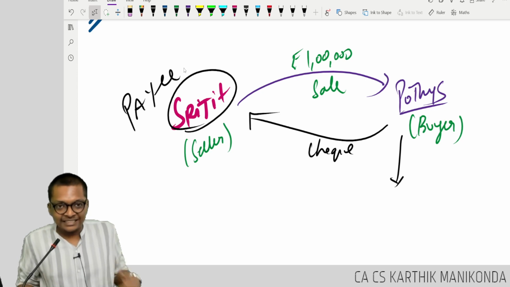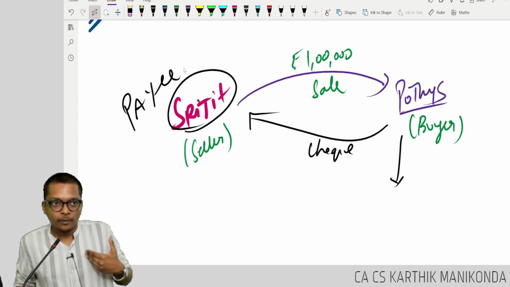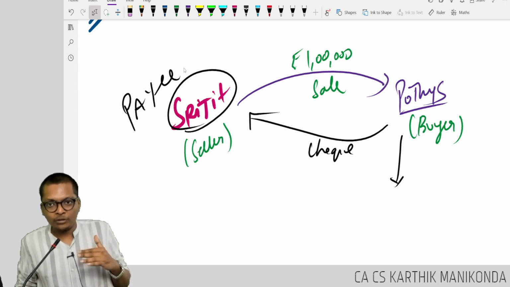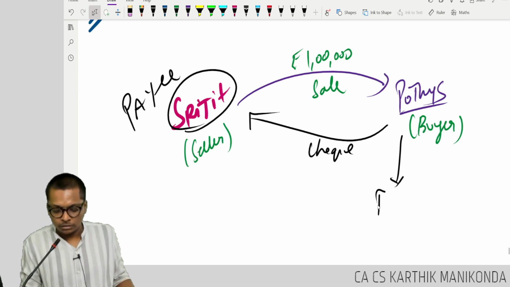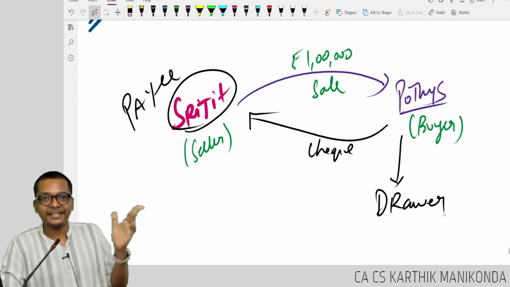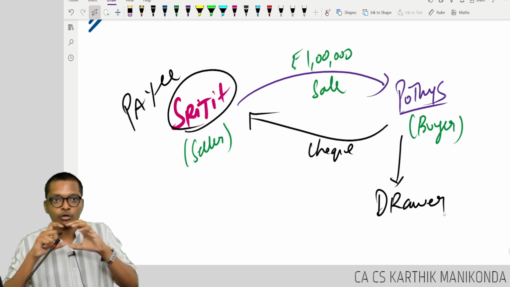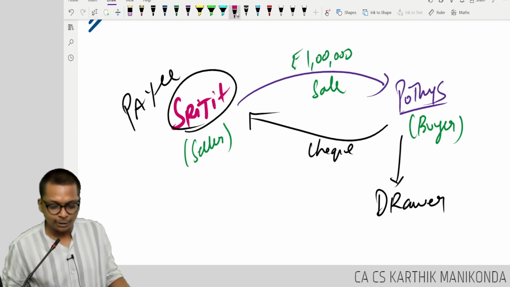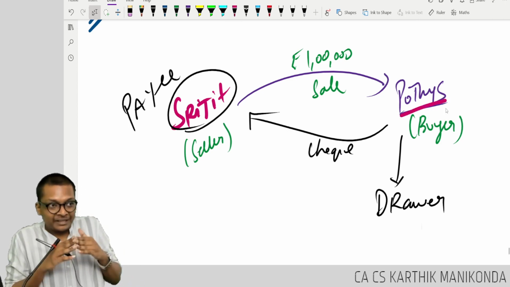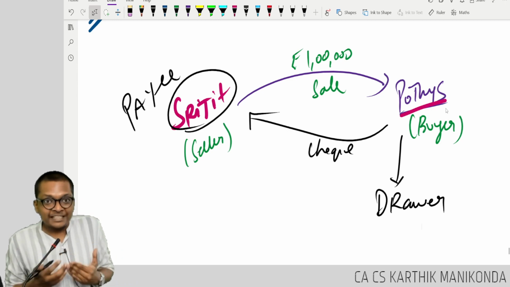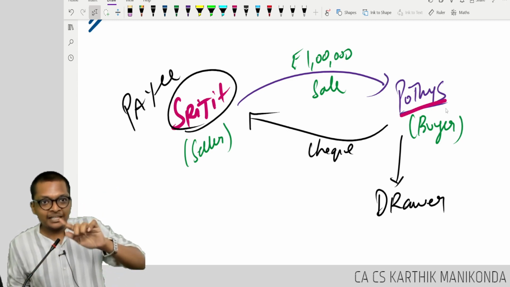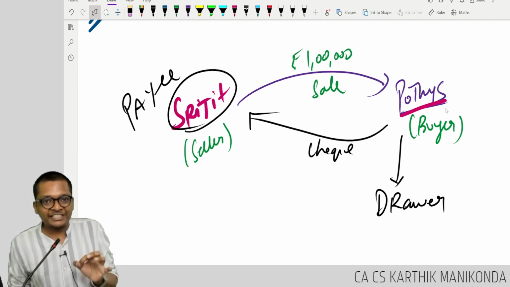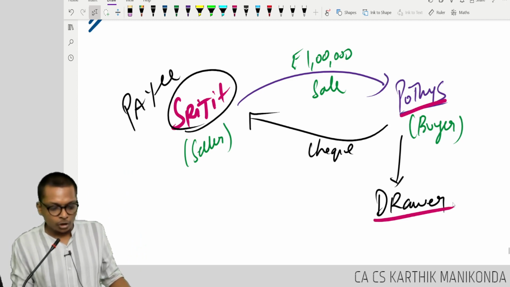Now this check is made by whom? Pothys. So I can call Pothys maker or drawer of a check. Don't take the other meaning. Okay. This is called the drawer of the check. Are you following? If you don't understand, leave it. You focus on this. Okay. Now, so Pothys is the one who created the instrument. For check, we don't use the word maker. Promissory note is the maker and payee. For check, we call it as drawer and payee. Who's going to pay?